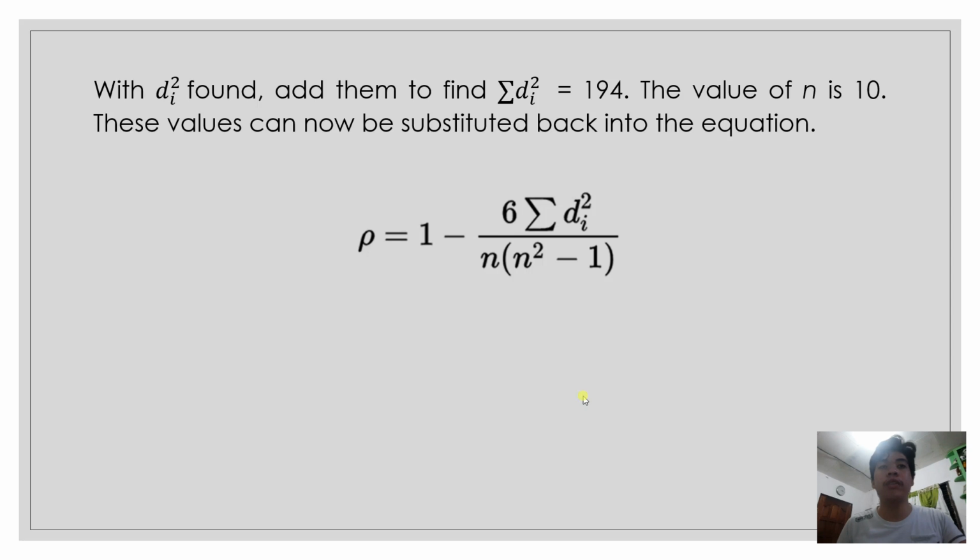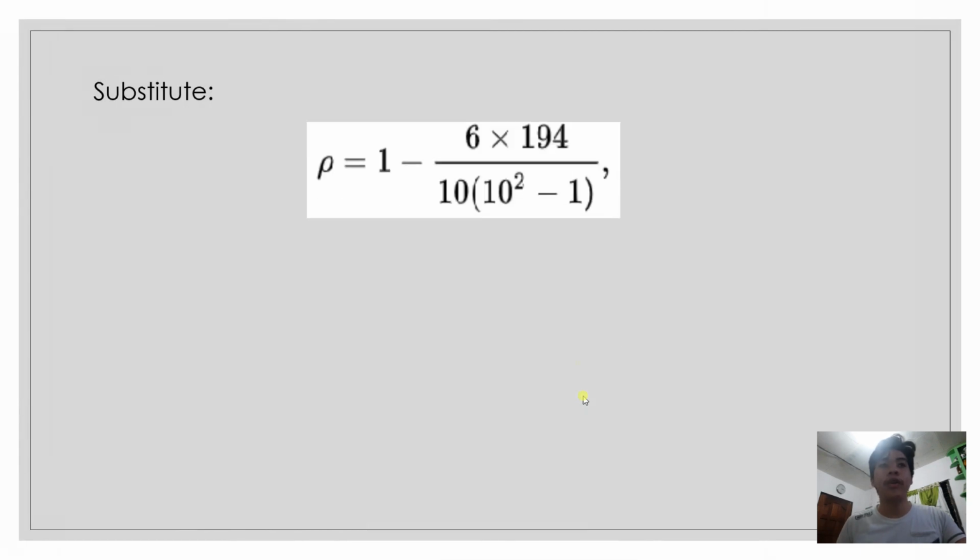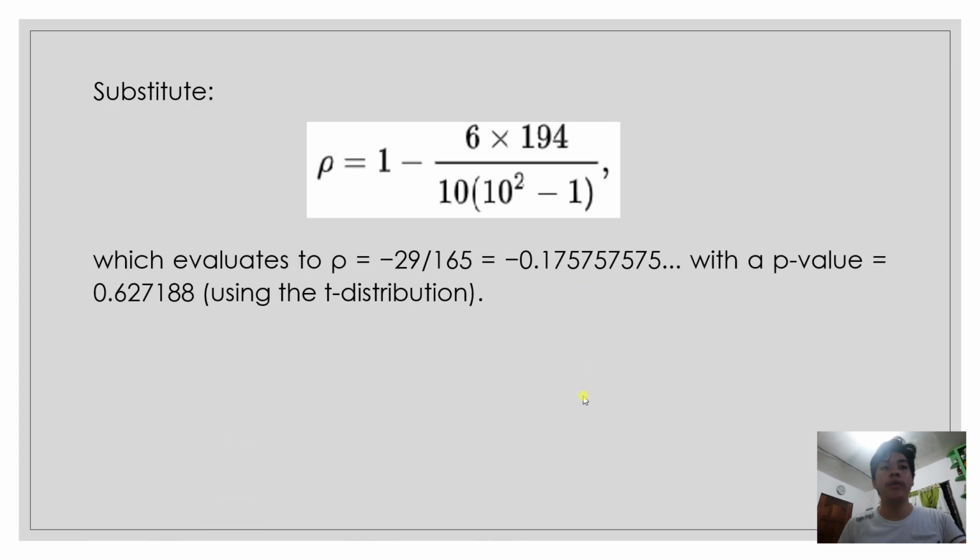Rho is equal to 1 minus 6 times the sum of the squared differences over n times n squared minus 1. Then substitute: rho equals 1 minus 6 times 194, our difference of observation ranks. Our n is 10, then times 10 squared minus 1. Which evaluates to rho equal to -29 over 165, and -29 over 165 is equal to -0.17575757, and so on, with a p-value of 0.627188 by using the t distribution.